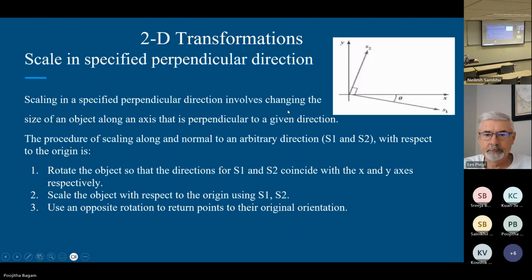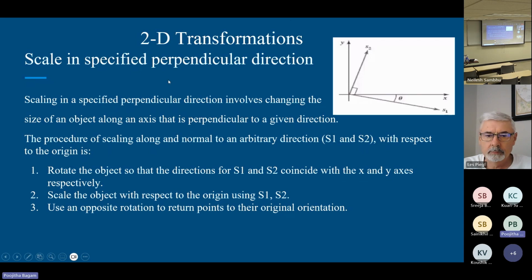Very good. So I'm going to cover scaling of an object in specified perpendicular directions, whether the order of these transformations is relevant or not, the computational efficiency of using homogeneous coordinates, and what rigid motions are and rotation using orthogonal vectors. And also we're going to see reflection transformations, and reflections with respect to the x and y axes and the diagonals.